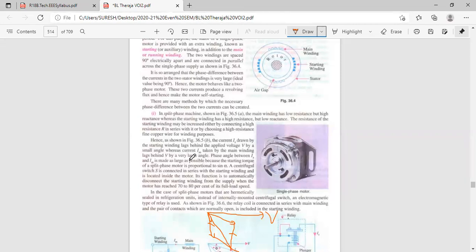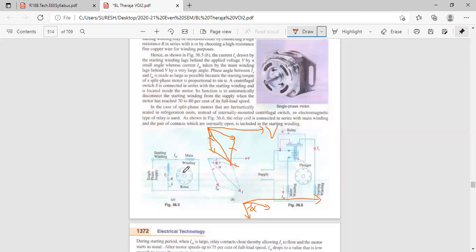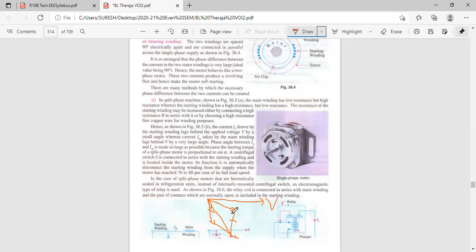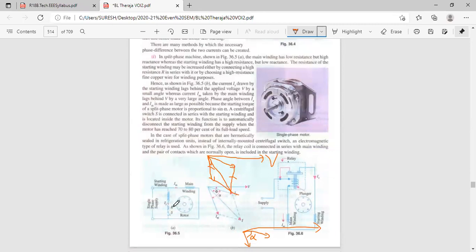Otherwise, instead of writing the entire thing, draw this diagram, draw the phasor diagram, and write only 2 points that I am telling. Main winding has low resistance, high reactance. Starting winding has high resistance, low reactance. Draw the phasor diagram and explain the operation.